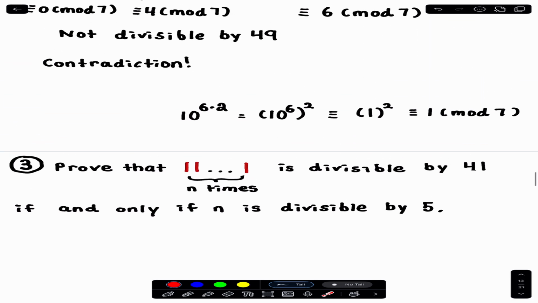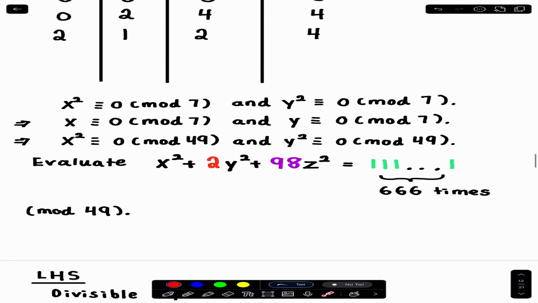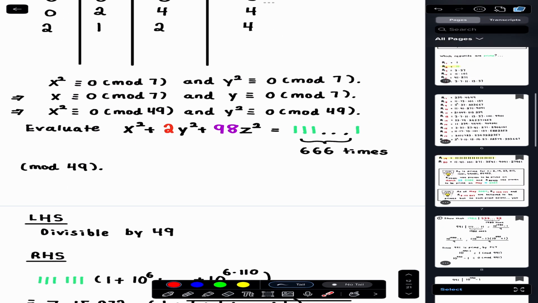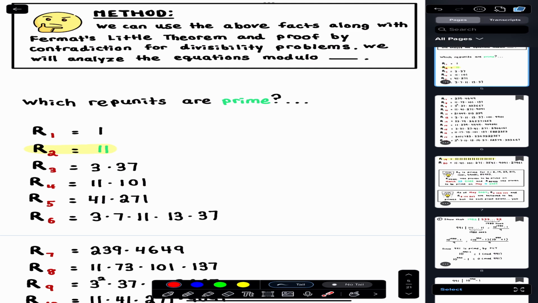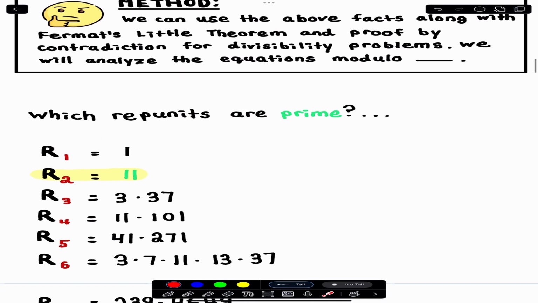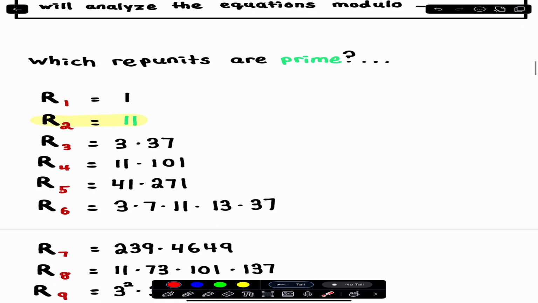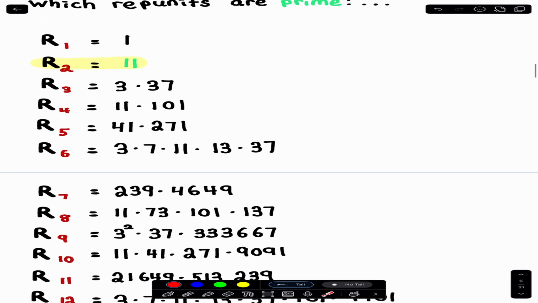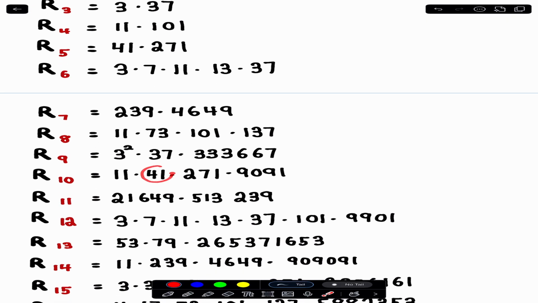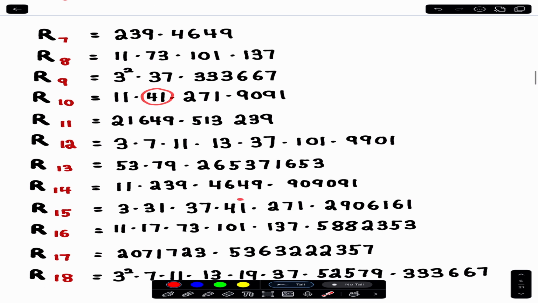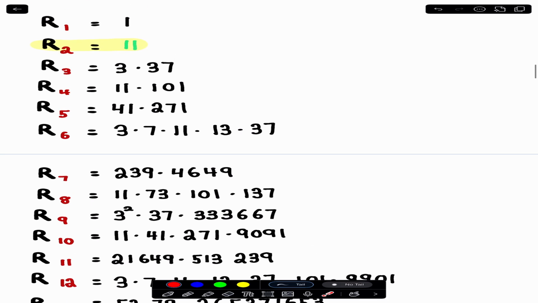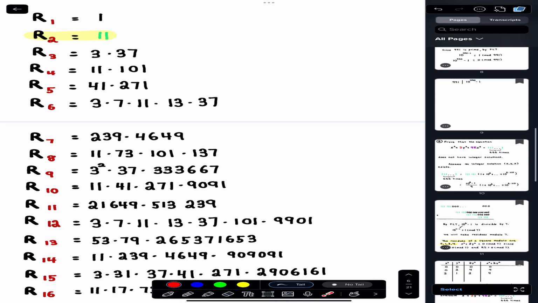Now, if we recall, we can go all the way back to our page of prime rep units, and let's see what's going on. We can see that the 5th rep unit, which is 1, 1, 1, 1, 1, is indeed divisible by 41. As we see, there's a factor of 41 here. We can see R10 has a factor of 41, so does R15, so it would appear that the problem is indeed correct. So let's see how we can try and prove that.